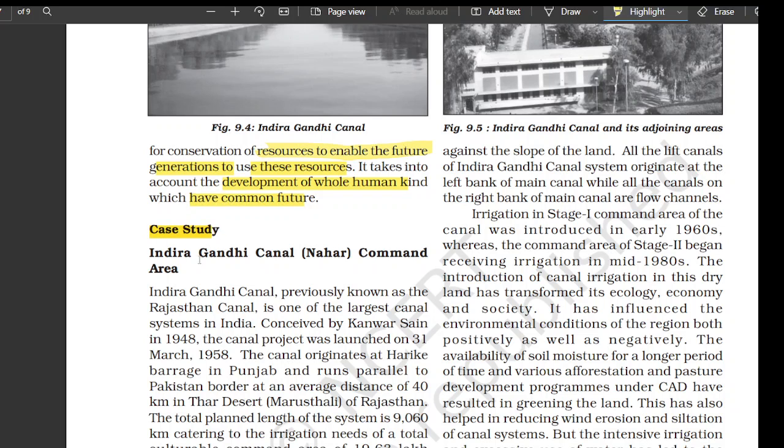Case study: Indira Gandhi Canal Command Area. Indira Gandhi Canal, previously known as the Rajasthan Canal, is one of the largest canal systems in India. Conceived by Kanwar Sen in 1948, the canal project was launched on 31st March 1958. The canal originates at Harike Barrage in Punjab and runs parallel to the Pakistan border at an average distance of 40 kilometers in the Thar Desert, Marusthali of Rajasthan.